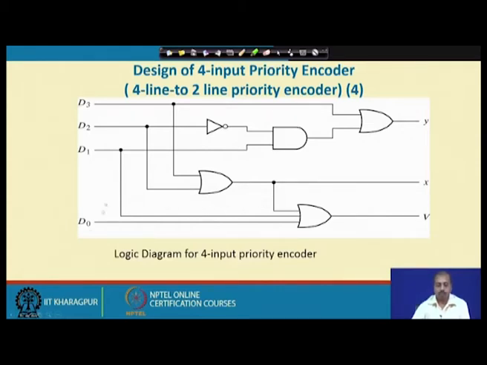So, instead of ORing D0, D1, D2, D3 separately, we have already done an OR of D2, D3 here for getting the value of x. That has been utilized here for getting the value of V. So, in this way we can design a very simple logic circuit for realizing this 4 input priority encoder.